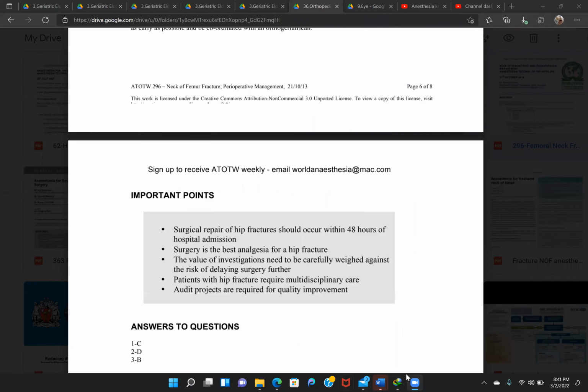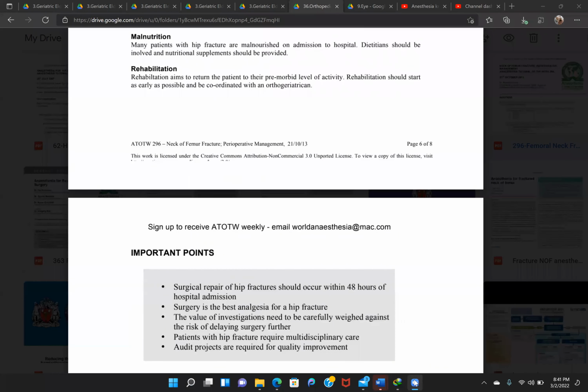So any question about this scenario, this fractured neck of femur? You can have post-operative HDU if you have any doubt. So any question in this scenario?